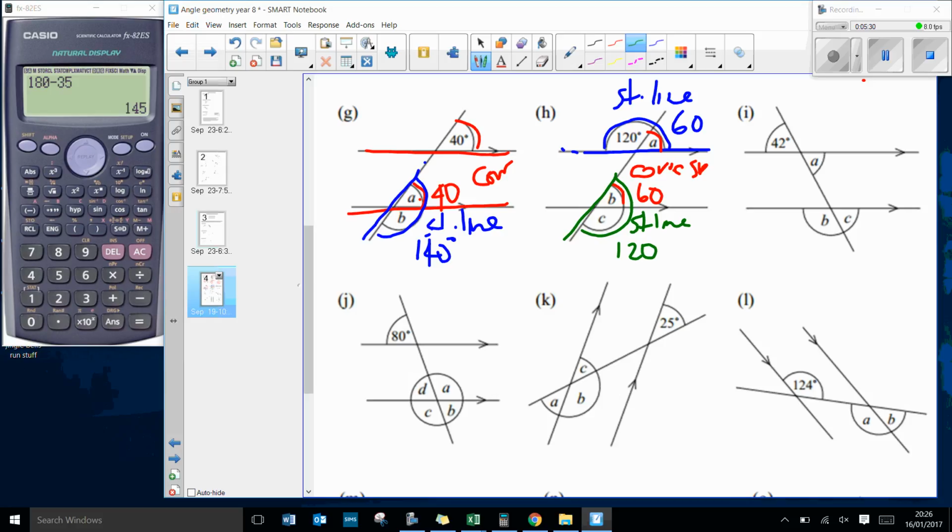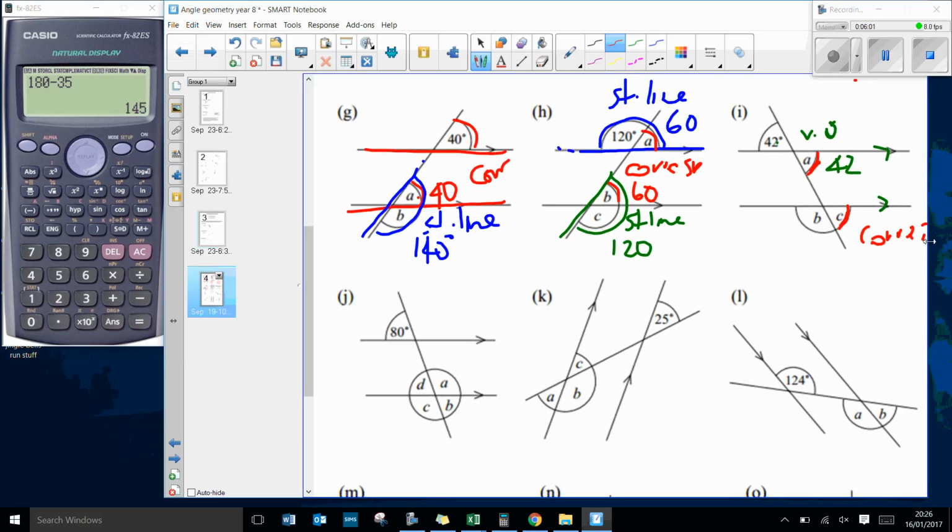Next one, A and 42 are vertically opposite, and so angle A is 42. As you can see, we've got parallel lines, but they haven't been used to find angle A. However, once we know that A is 42, we can see that A and C are both on the same side of the transversal line, and both underneath the parallel line, so that it's a corresponding angle, and so that is 42.